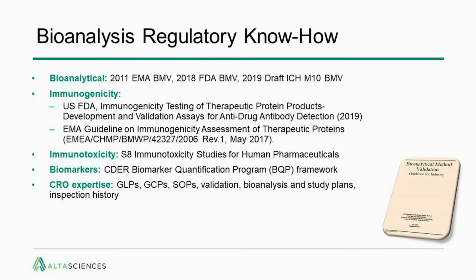The current bioanalysis regulatory know-how is highlighted on this slide. So the details of the bioanalytical method validation guidance are here. There's published guidance from the EMA, the FDA, and ICH harmonization. There's specific guidance on immunogenicity testing from both the FDA and EMEA, as well as immunotoxicity testing, a guidance, an example of which is shown through the S8 immunotoxicity studies for human pharmaceuticals. There's certainly also several recommendations with regard to biomarker qualifications and validations. A key document to refer to is the CEDAR Biomarker Quantification Program and Framework.